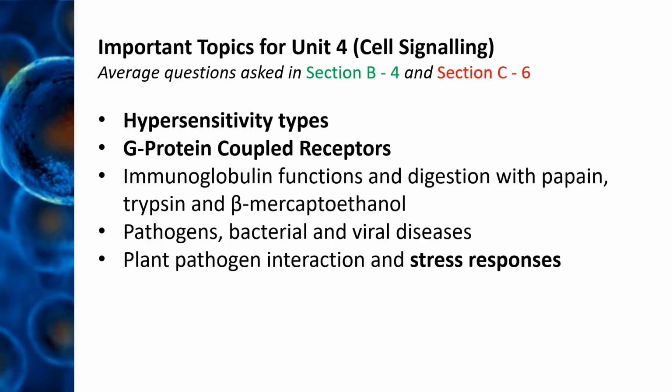This unit involves cell adhesion molecules, which are one of the most important topics for CSIR. The broad topics asked from this unit are hypersensitivity types, G-protein coupled receptors, immunoglobulin functions, and digestion with papain, trypsin and mercaptoethanol, pathogens, bacterial and viral diseases, plant pathogen interaction and stress responses. Here hypersensitivity, GPCRs, and stress responses in plants are a must to cover for added advantage in the exam.